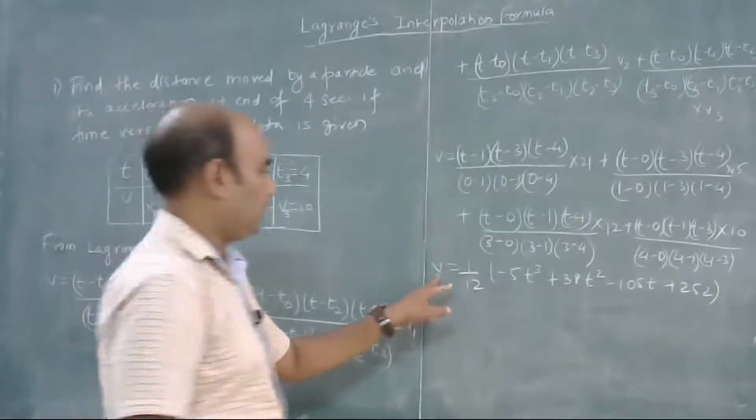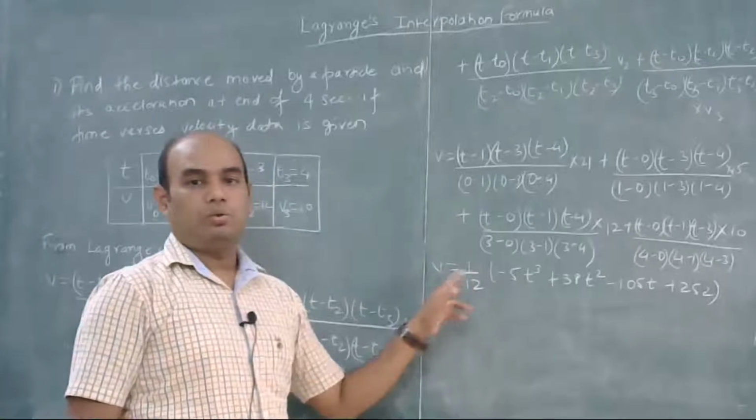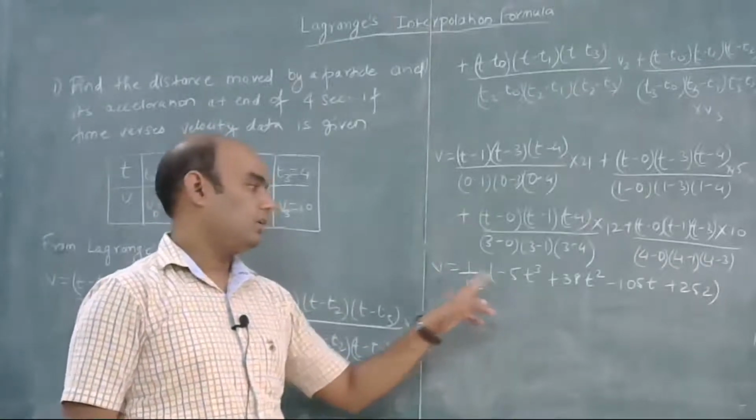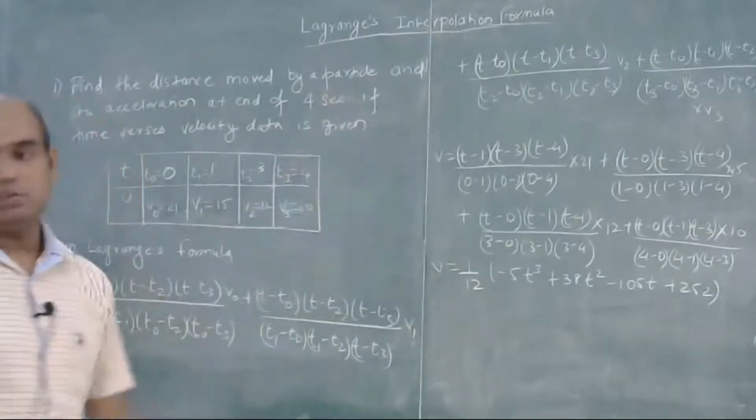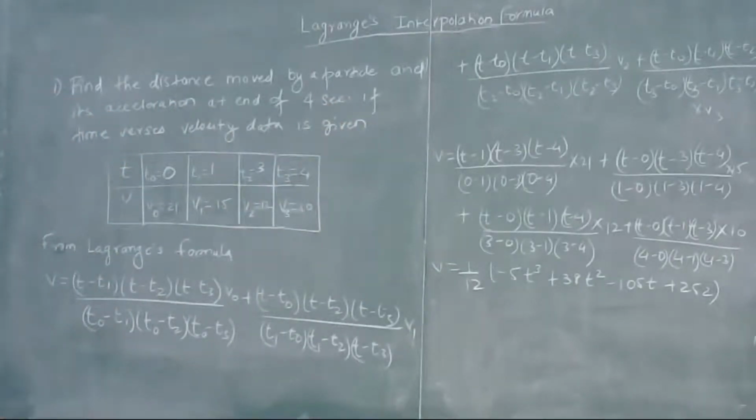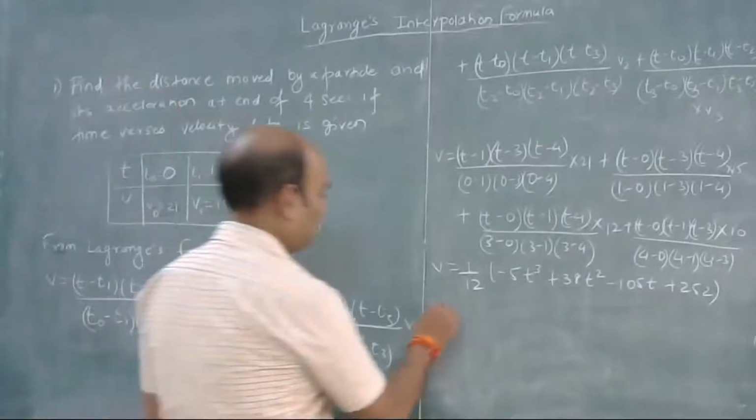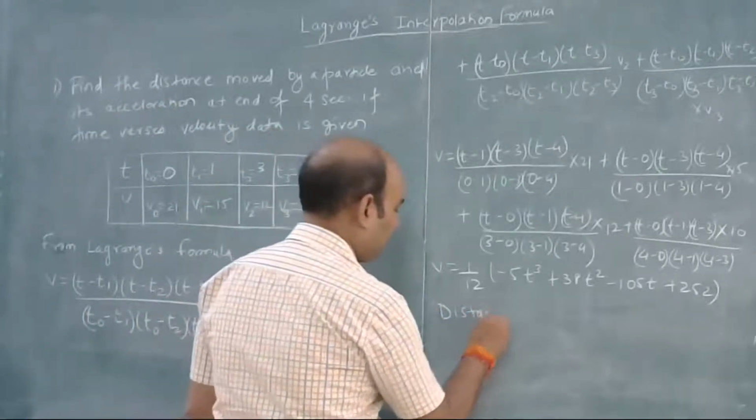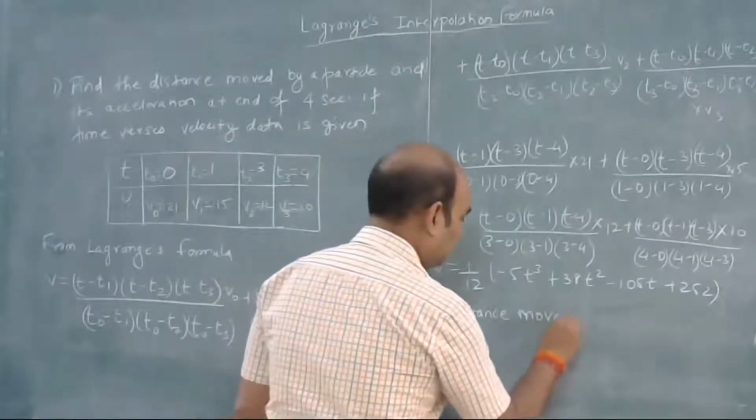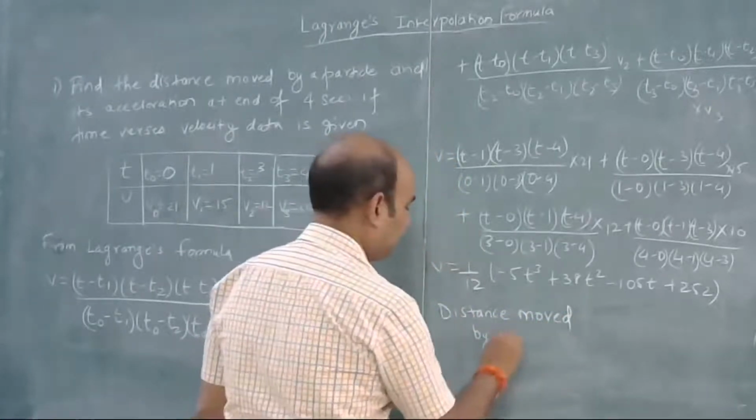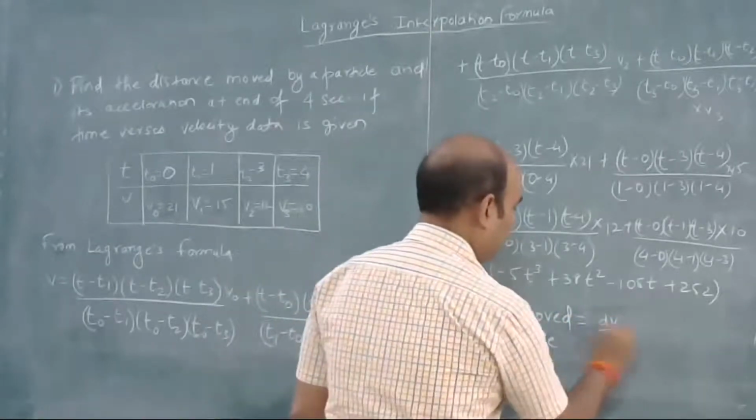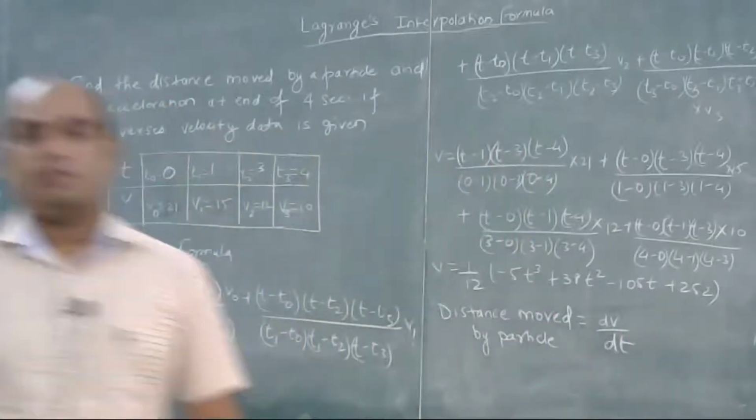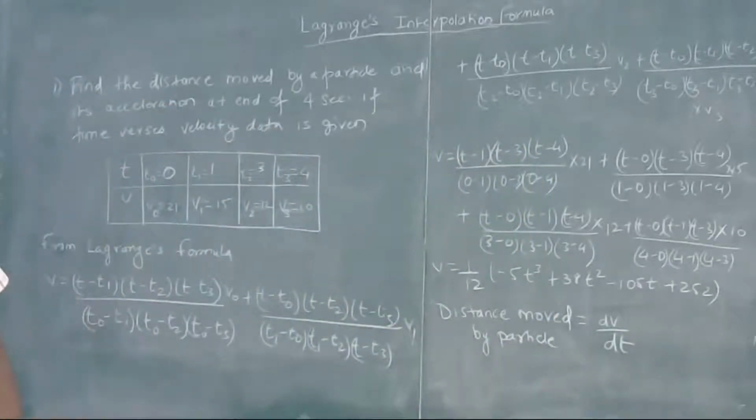Now, once you get this velocity, you can easily find the distance covered by the particle by differentiating it. So the distance moved by the particle will be equal to dv/dt. Okay. So this is the differentiation of velocity with respect to time.